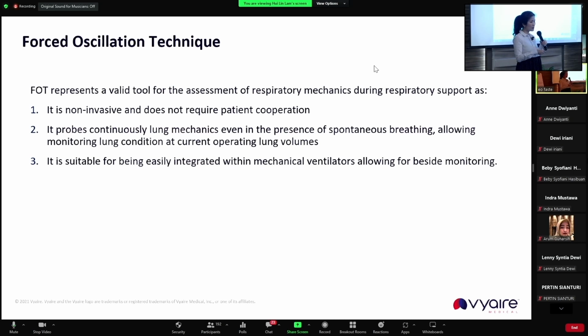So as a summary, FOT is very non-invasive and does not require your patient's cooperation. You can do it anytime on the ventilator itself. Later during hands-on, maybe you can take a look at how FOT is done, and next time when you are using Fabian ventilators, you can try it out on your patients. It is non-invasive, so you do not need any additional equipment.